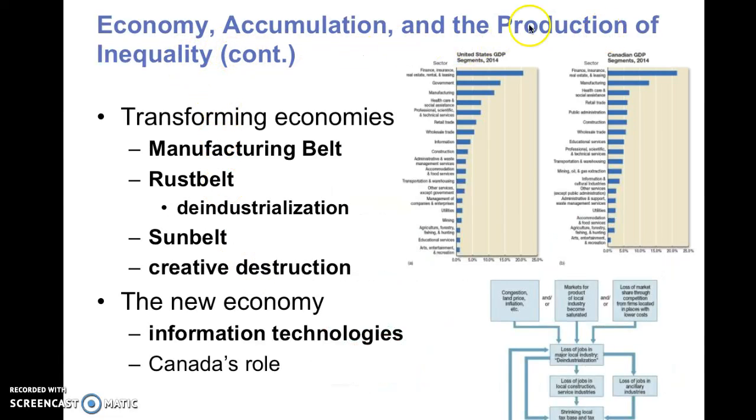The economy, accumulation, production of inequality continued, transforming economies, manufacturing belt. The manufacturing belt basically in the United States, or in North America really, was the Great Lakes region, in Canada also. If you go to Detroit, across the river is the Canadian city of Windsor. And Windsor is also a huge manufacturing area, was a big car manufacturing area. So the manufacturing belt through the Great Lakes into the northwest part of the United States was the huge manufacturing belt.